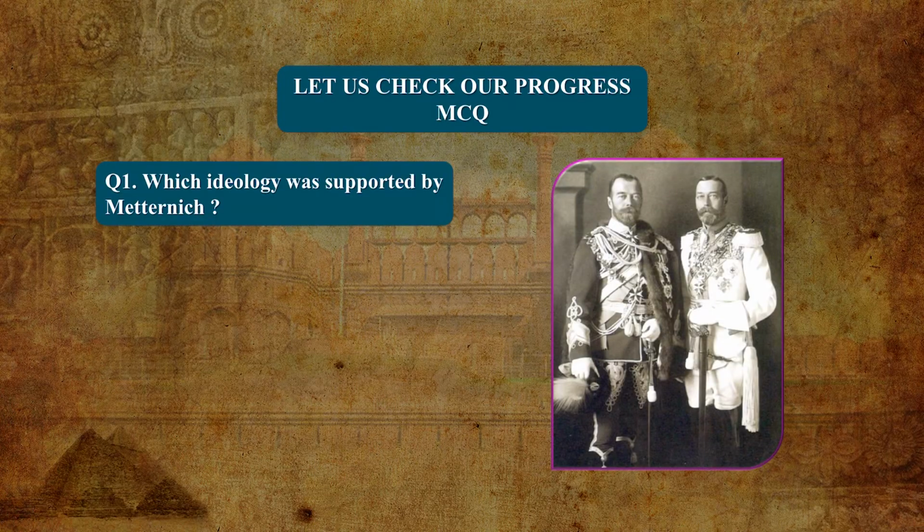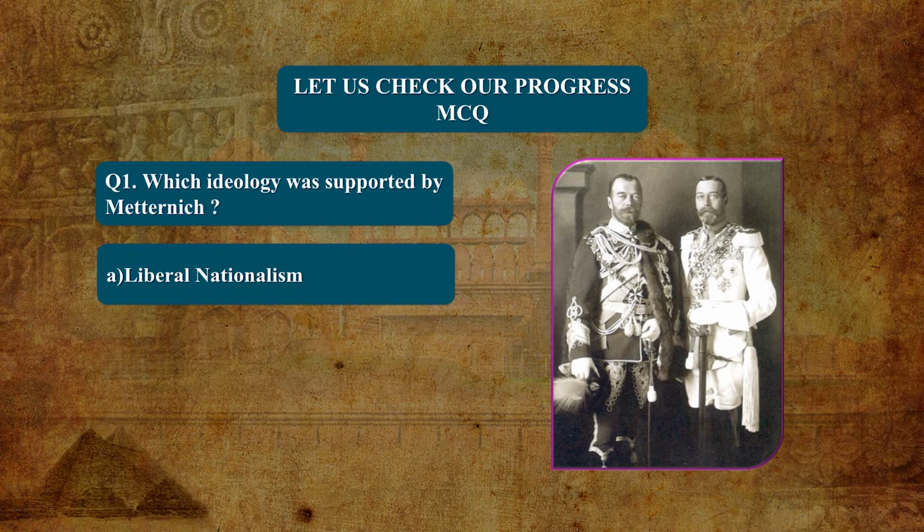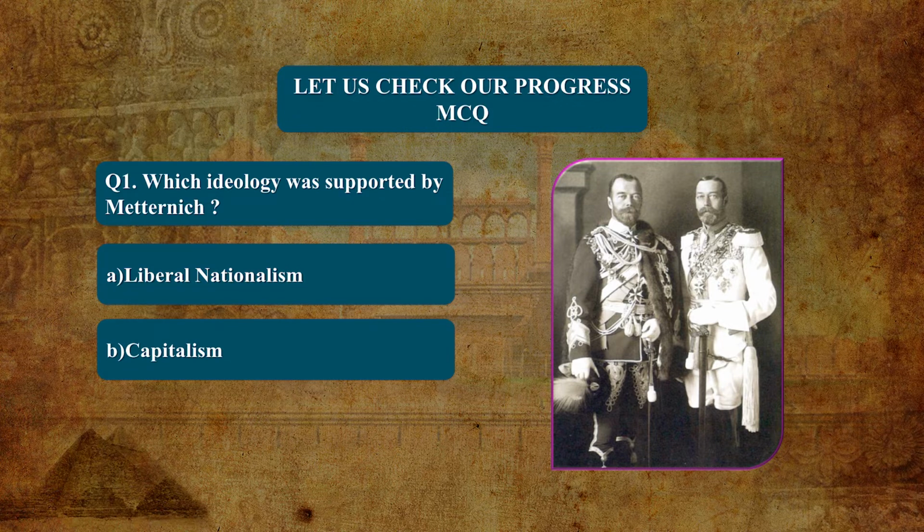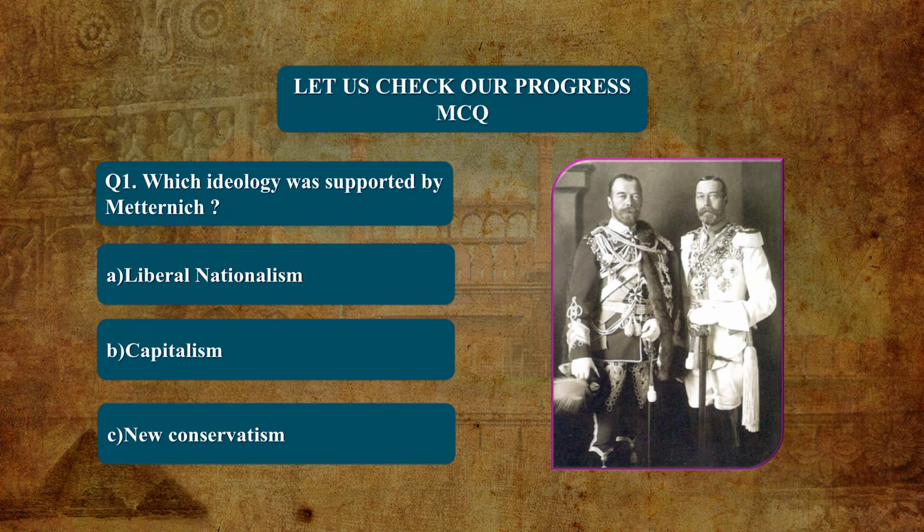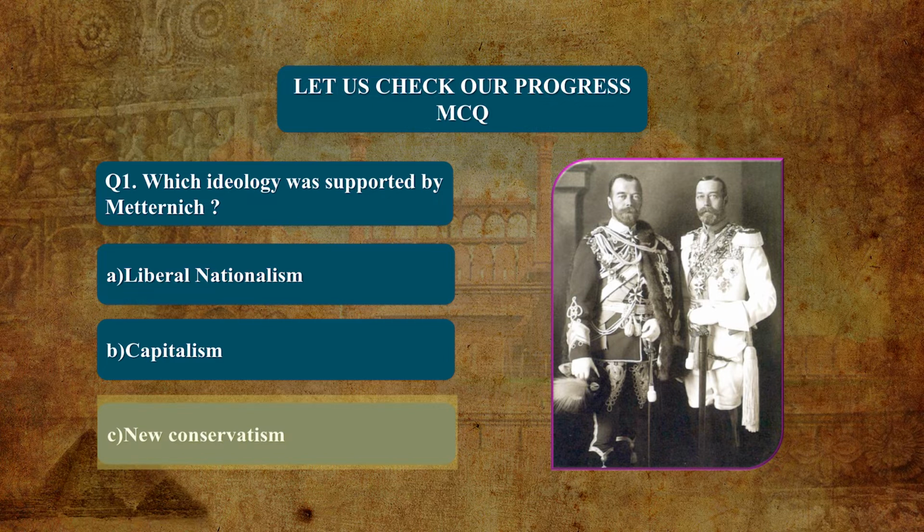Now, let us check our progress, the understanding of our session 2, with some of the MCQs given here. The first question is, which ideology was supported by Metternich? Metternich was a person who was a leader at the 1815 Vienna Congress. So, the ideology was A. liberal nationalism, B. capitalism, C. new conservatism, and the correct answer is new conservatism.